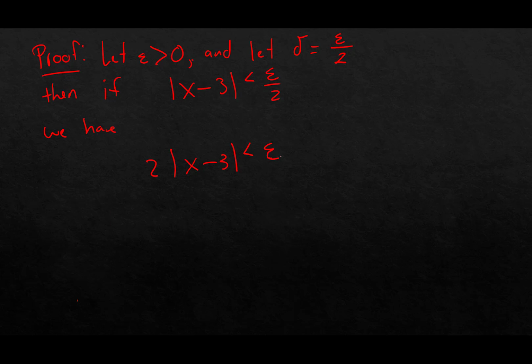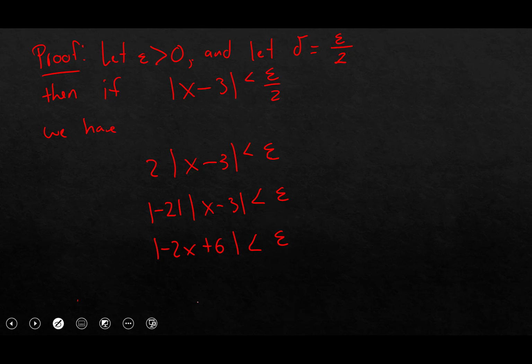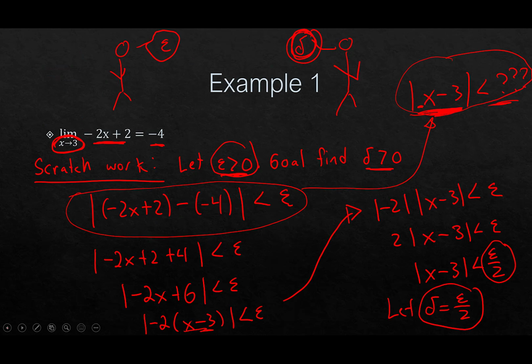Then multiplying both sides by 2, we have 2 times the absolute value of x minus 3 is less than epsilon. Remember, we got 2 out of the absolute value of negative 2. Okay, redistribute the negative 2. And then I already forgot, what did we do to get minus 2x plus 6? We rewrote 6 as 2 plus 4.